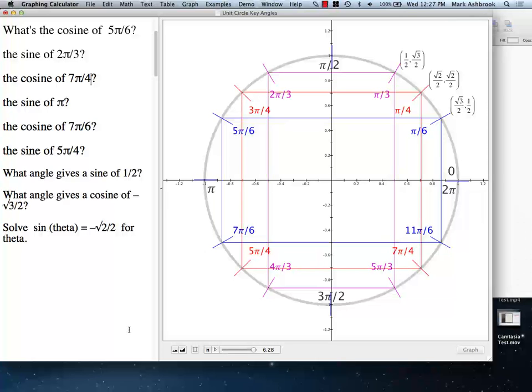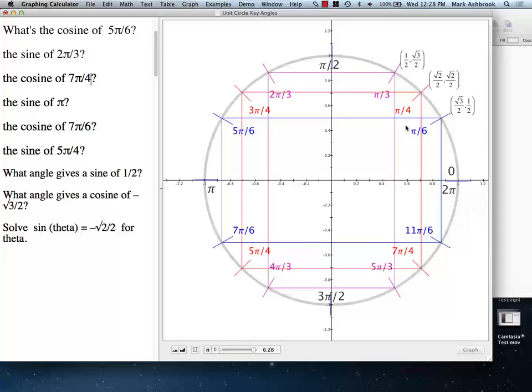Anthony. What's that? 60. Are you talking about 60 degrees? So that's here. Does this give a sine of 1/2 right here? That's 60 degrees. Is that what you meant? So you mean here? So he said pi over 6. Pi over 6 gives a sine of 1/2. Agree? Okay, also 5 pi over 6.